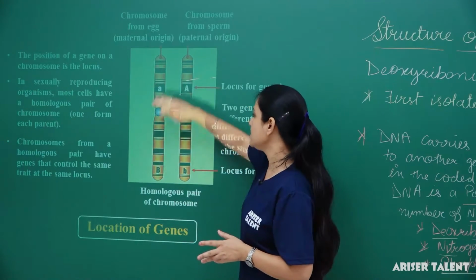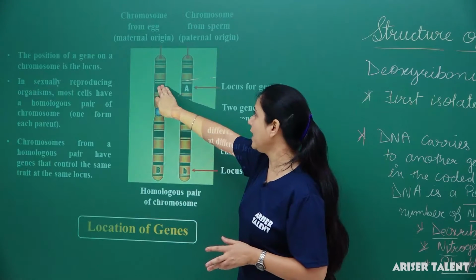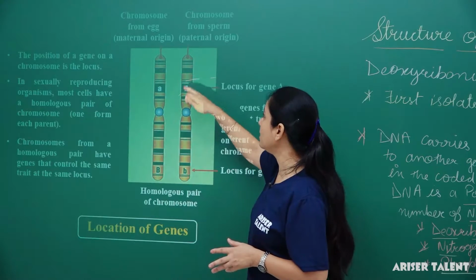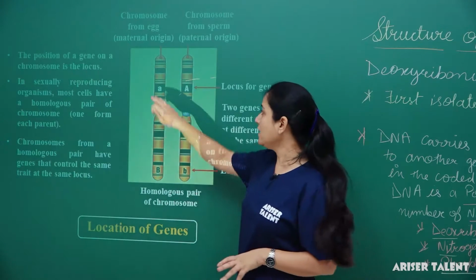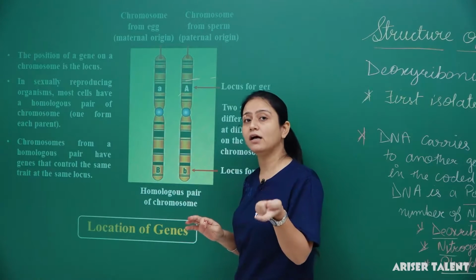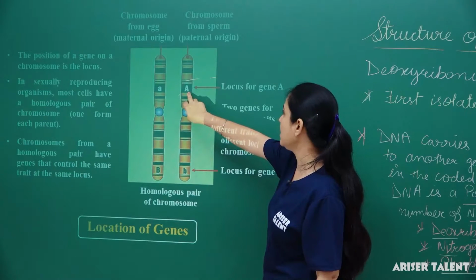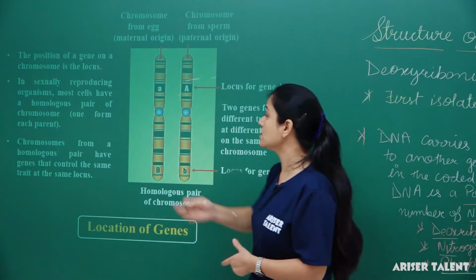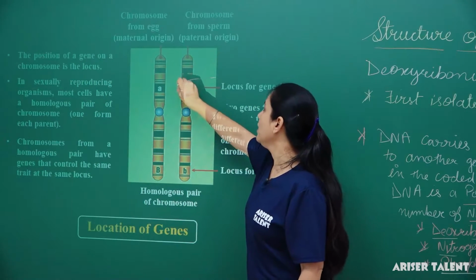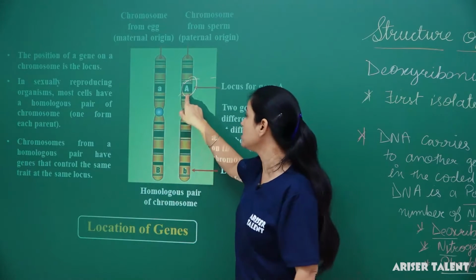Fine. So here we can see that these are the structures of a chromosome. One chromosome from the egg means the maternal origin and one chromosome from the sperm means the paternal origin. And these dark parts are genes here. Genes are carrying the hereditary material. Fine. So here we can see that this A is the locus for gene A. Now what is a locus? The position of a gene on a chromosome is the locus. So here A is the position of the gene on the chromosome. This is the locus.